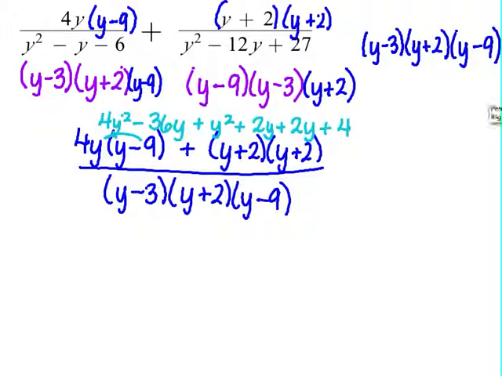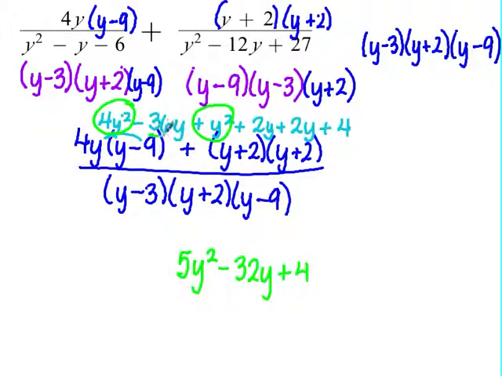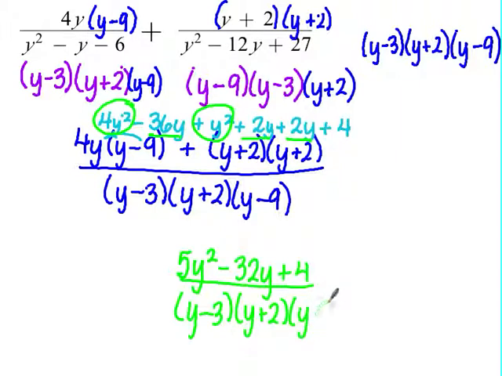Now I'm looking for common terms. What do you get for your common terms? 5y squared, good. Minus 32y, yep, plus 4. For those of you that didn't get that, here's your 4y squared and y squared, that makes 5. You have a negative 36y plus 2, which gives you negative 32, and then you're left with 4 by itself. The denominator here will be y minus 3 times y plus 2 times y minus 9. And that is going to be your final answer.